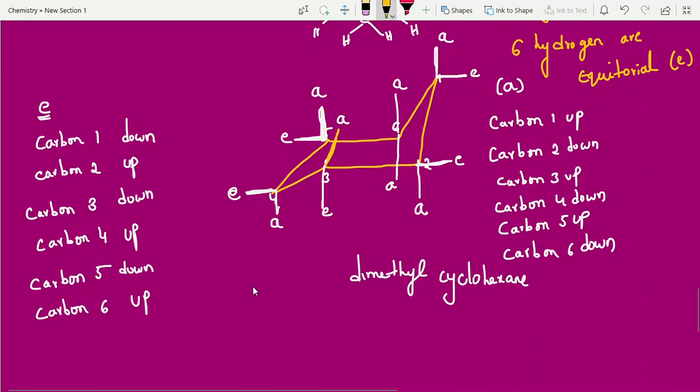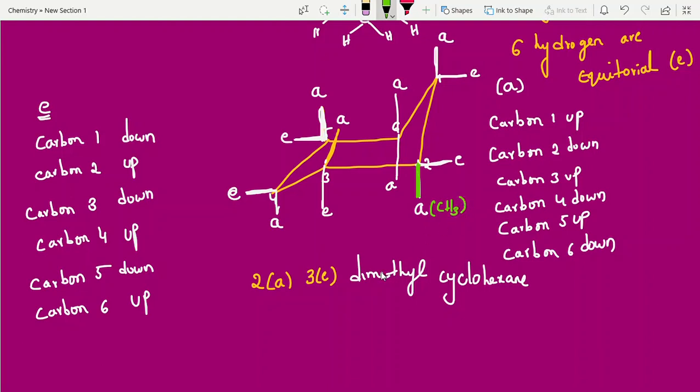Yes, 2 axial, 3 equatorial. You can write anything, no problem. First I am writing 2 axial, 3 equatorial. See, this is axial, right? This is axial. This is axial here. Means here I have to write methyl group instead of hydrogen, methyl.